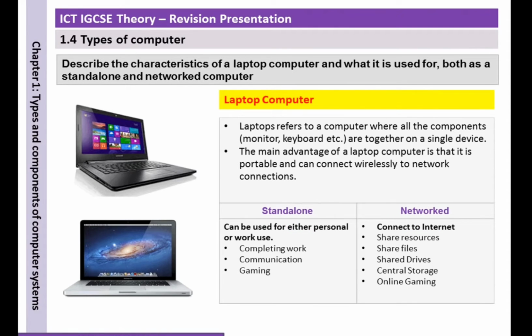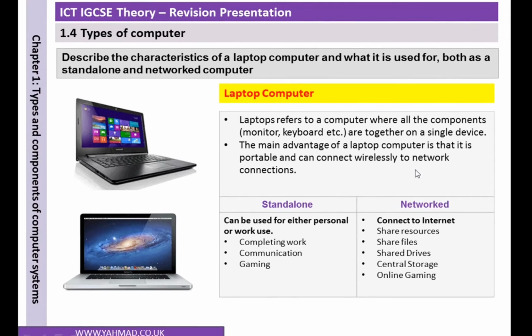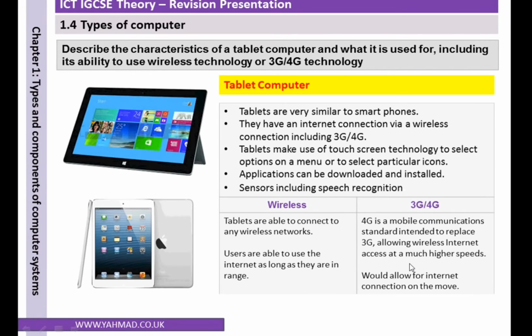The second type of computer we're going to be looking at is a laptop computer. So laptop refers to a computer where all the components, monitor, keyboard, etc. are together on a single device. The main advantage of a laptop computer is that it is portable and can connect wirelessly to a network connection. So here we have some examples of laptops. It can be used for either personal or work use, completing work, communication, gaming. On a network, it can connect to the internet, can be used to share resources, files, drive, storage, online gaming as well.